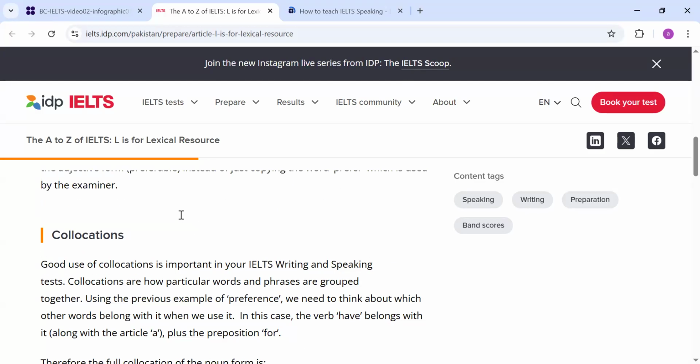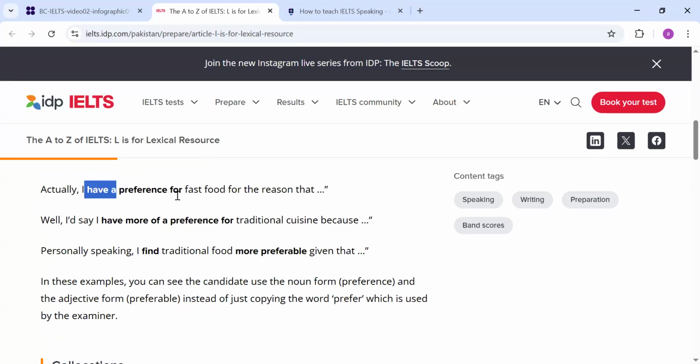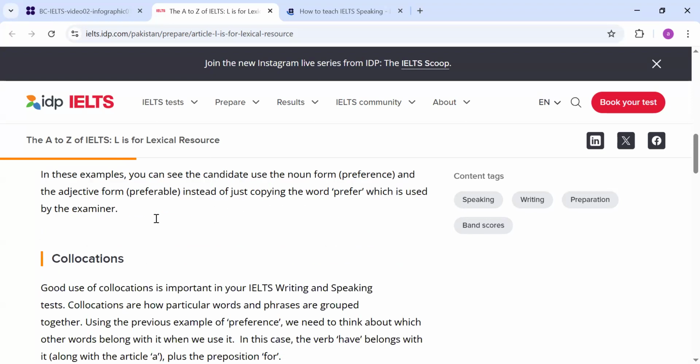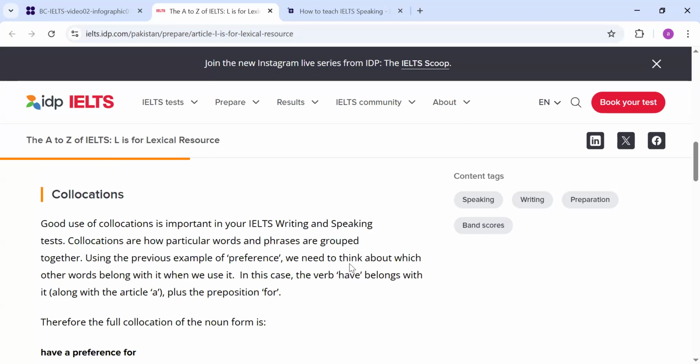All right. And this was also an example of collocation. They use these words: I have a preference for. I have more preference for. So they use different words, but they can't say some other word, like I have to a preference. They are using the words together, and they are correct in a way. So there are different ways. Even when we use phrases with multiple words together, we need to make sure there will be no collocation issue there. We need to think about which other words belong with it when we use it.